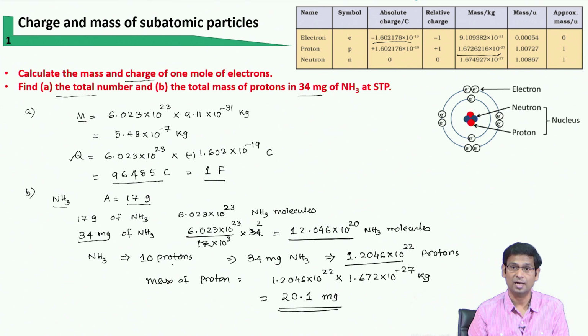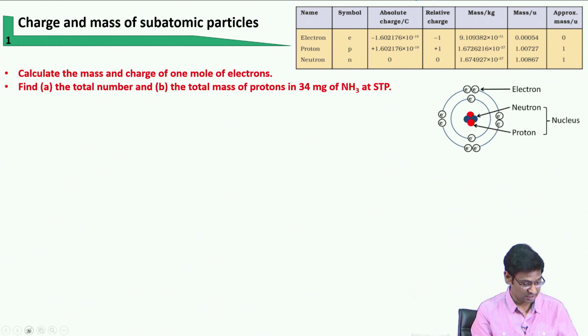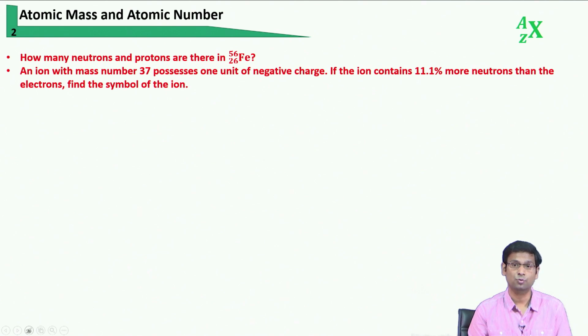The remaining mass is contributed by the neutrons, because you know that in an atom the electrons have very little mass. So, the approximate mass in atomic units is 0. The protons and neutrons contribute to the mass of the nucleus. Therefore, the 20 milligram of mass is coming from protons and the remaining mass will come from the neutrons. Okay, so let us look at the next question.